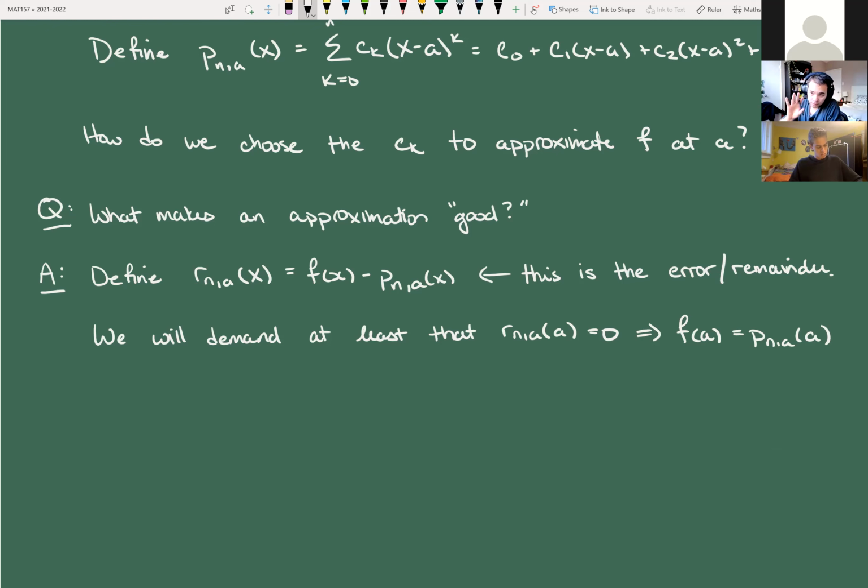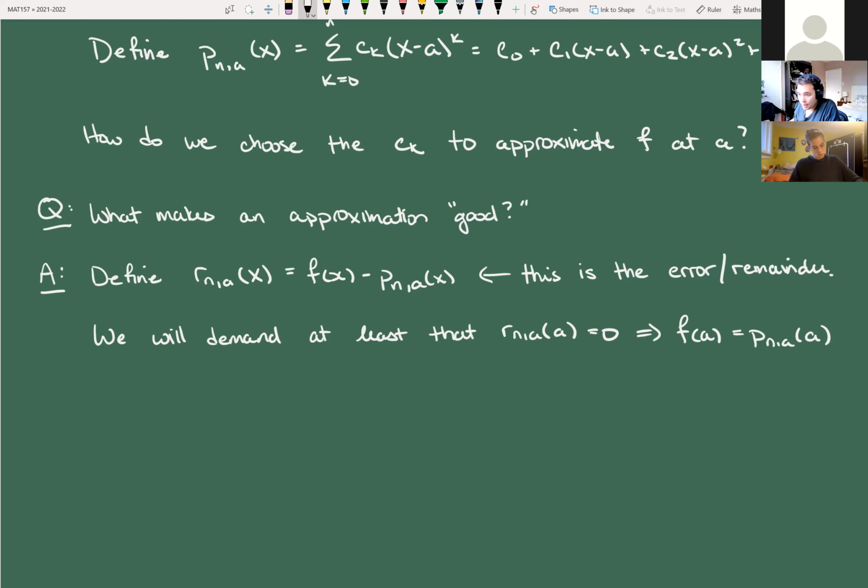Now, we can impose much better restrictions, though, because you imagine this isn't very restrictive. If all we do is demand that these two things have to be equal at a point, then your polynomial could do any sort of thing. If you think of their graphs, as long as the polynomial passes through (a, f(a)), then you're good, right? And obviously, we need to impose something a little bit more strict than that.